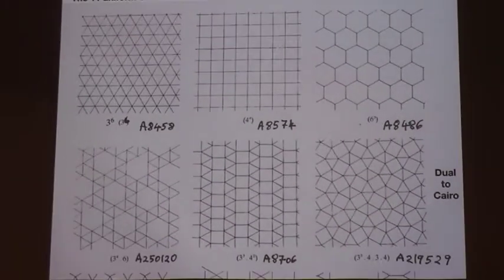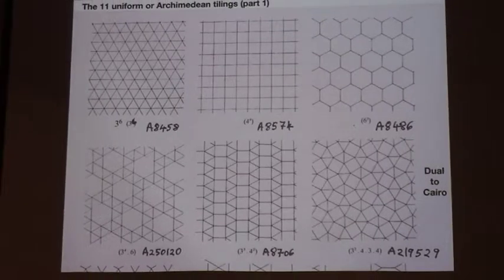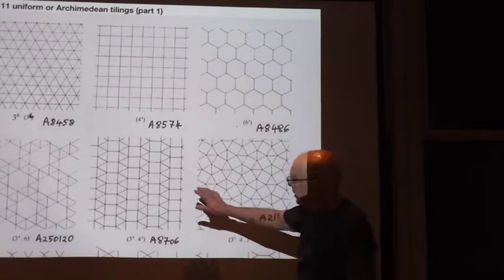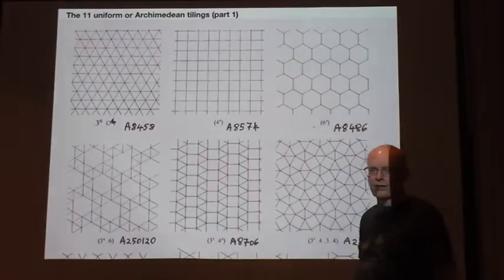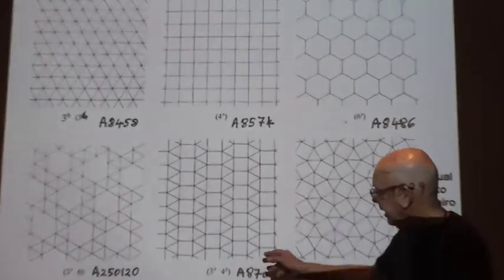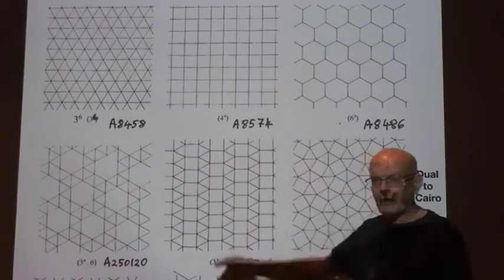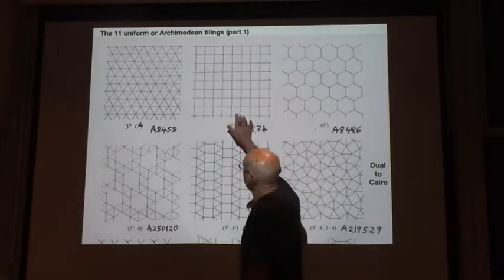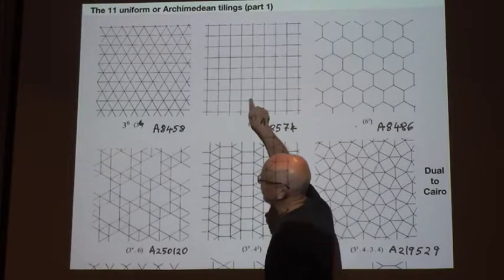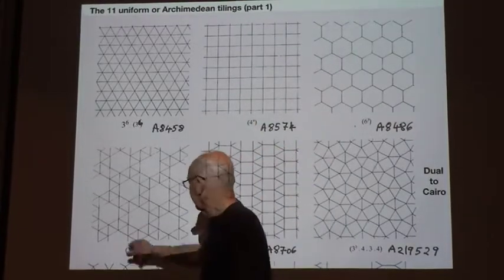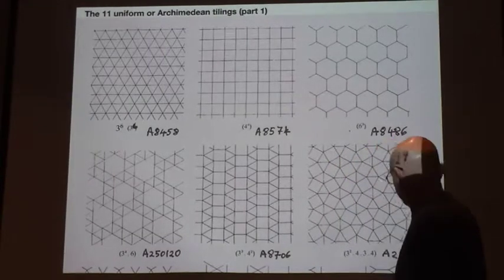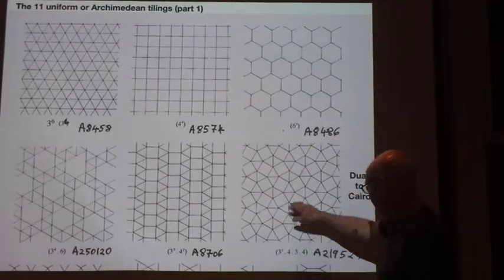There are, in fact, 11 regular tilings in 2 dimensions. These are the famous Archimedean tilings. These have the property that every point is as good as every other point. The group is transitive on the vertices, and all of the tiles are regular polygons. So, for instance, the square grid is called 4 to the 4th, because around each point we have 4 squares. This is 3 to the 4th 6, as on the poster. This is 3 squared 4, 3, 4.